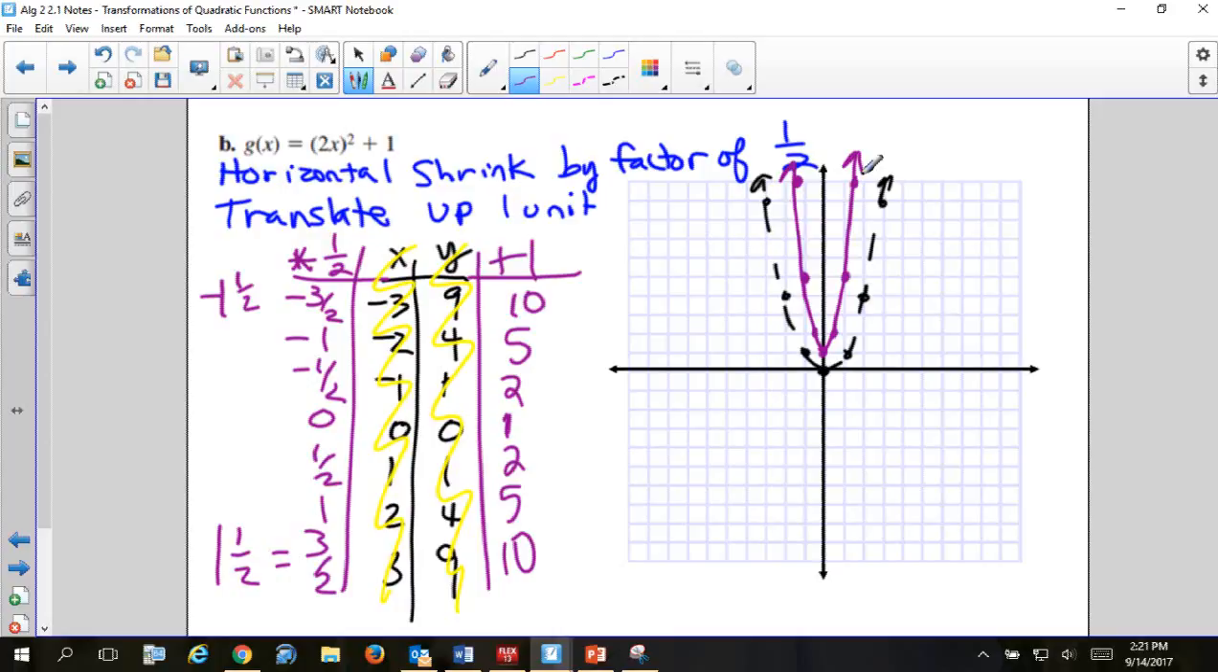So there's 3 for you to try. I would start by writing the transformation. And then I would draw the table. Or draw the table, then write the transformation, one or the other.